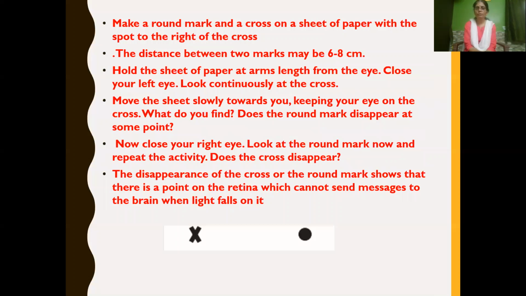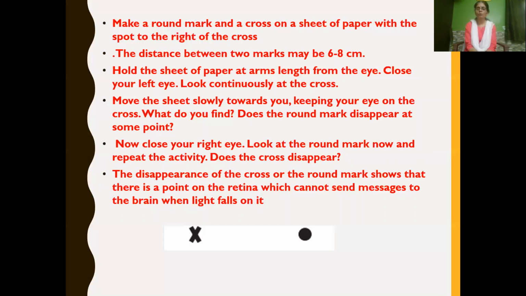For that, we have to take a sheet of paper. On that paper, mark a round as well as one cross as given here. On the left hand side I have marked a cross, and to the right of that cross we have marked a round, and the distance between the cross and round should be 6 to 8 centimeter. Now this sheet of paper, hold the sheet at arm length from the eye.